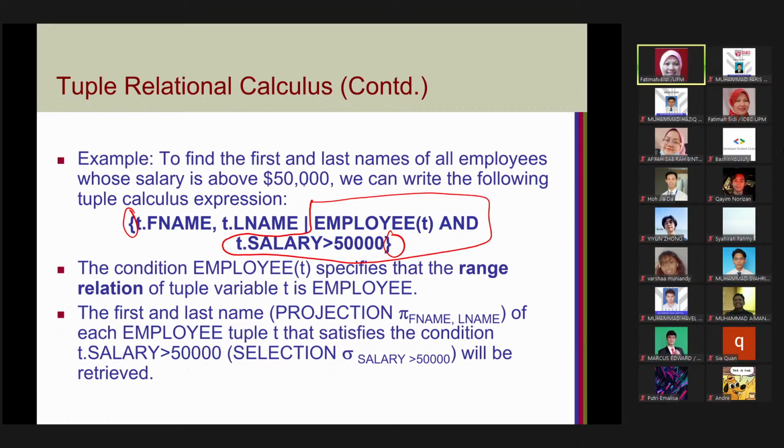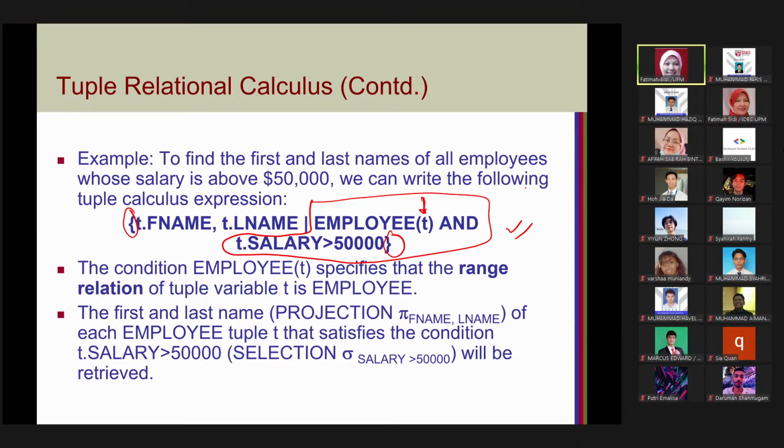Okay. So what do we want to retrieve? The first and the last name. T refers to the tuples, okay? T.Fname, T.Lname, bar, Employee(T). So Employee(T) is the condition, the relation, right? The relation is Employee, and T.Salary is greater than 50K. So this is how you write the relational calculus.